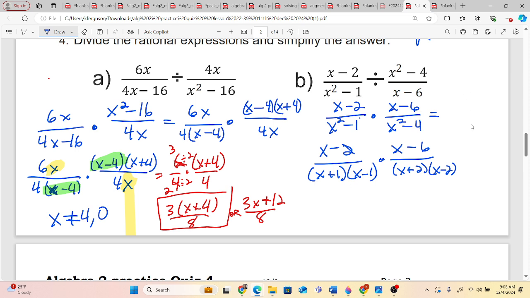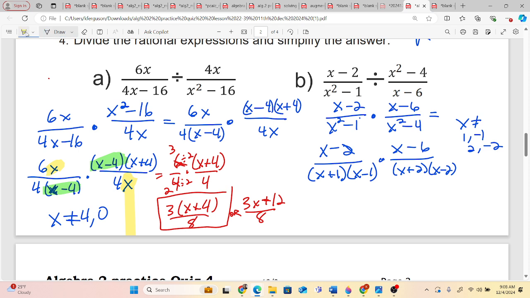So now I need to think about my exclusions. What can't x equal? Well, I've got x plus 1 and x minus 1, x plus 2 and x minus 2. What that tells me is x cannot equal positive 1 or negative 1, positive 2 or negative 2. Because if x equals one of those four values, I get 0 for one of these pieces. And because all of these things are being multiplied, that will give me 0 in my denominator. And 0 in my denominator gives me division by 0, which I can't have.